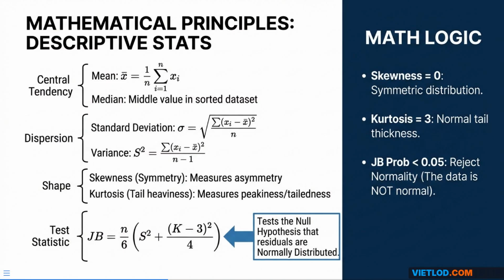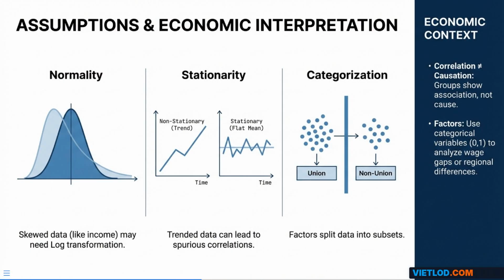A skewness of 0 indicates a perfectly symmetric distribution. Kurtosis measures the tailedness or peakiness of the distribution, with a value of 3 typically associated with a normal distribution. Finally, the Jarque-Bera, or JB, test statistic combines skewness and kurtosis to formally test for normality. If the JB probability is less than 0.05, we reject the null hypothesis, concluding that the data is not normally distributed. This math logic helps us understand the underlying distribution of our data.